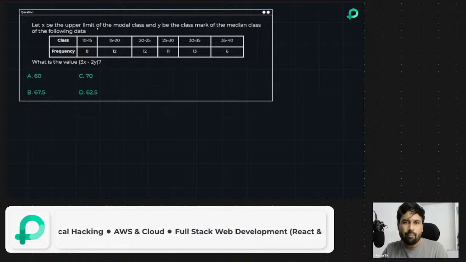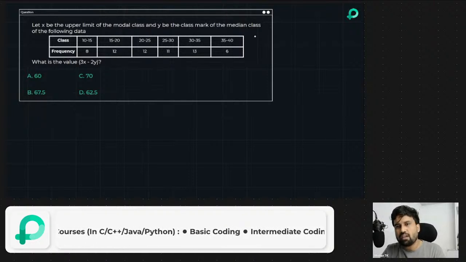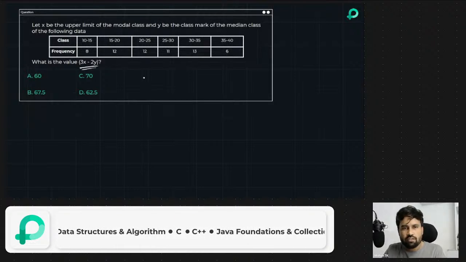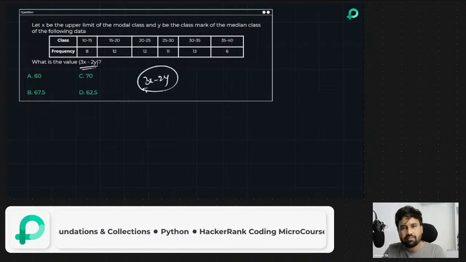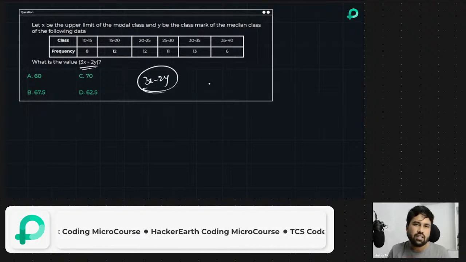Let x be the upper limit of the modal class and y be the class mark of the median class of the following data. What is the value of 3x minus 2y? So just look here, guys. Here they're asking about x, the upper limit of the modal class.